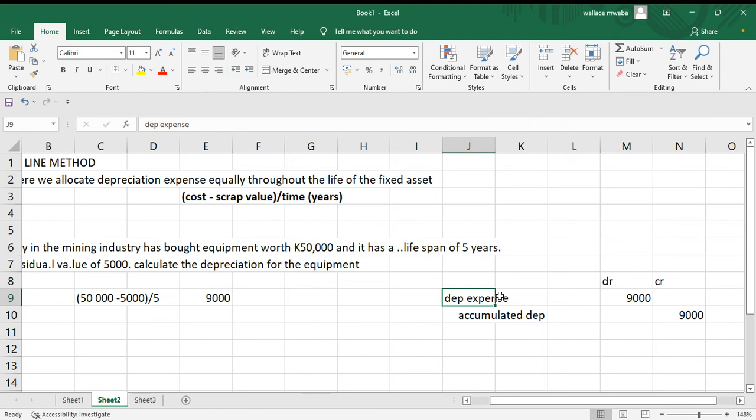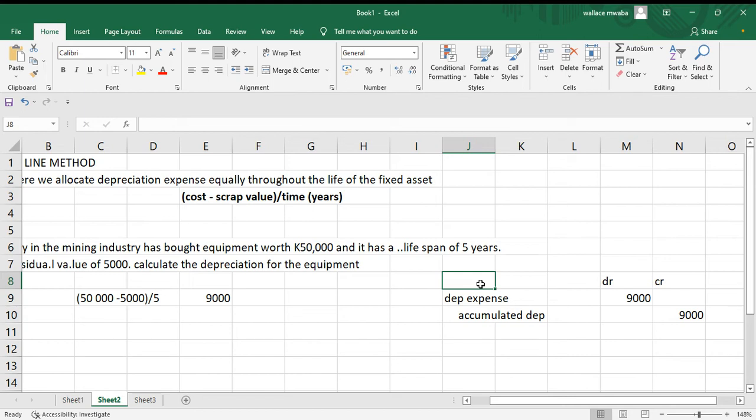Basically, what it means is that in the profit or loss account, the depreciation is going to be under the expenses. So in other books you see it has been written profit or loss, but this is the general entry for depreciation. You always debit the depreciation expense and you credit the accumulated depreciation.